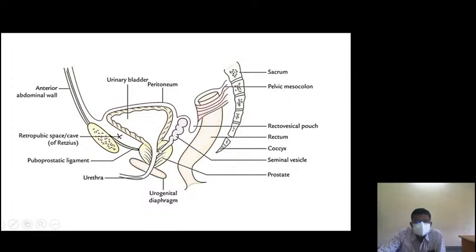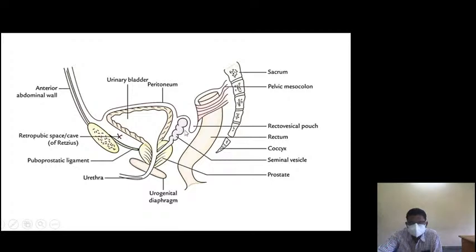Above, you can see the urinary bladder, and just behind this urinary bladder you can also see another structure called the seminal vesicles. There are two seminal vesicles, one for each side, and these seminal vesicles end with the help of the ejaculatory ducts. This is the ejaculatory duct, which is the important site for division of the lobes of the prostate.